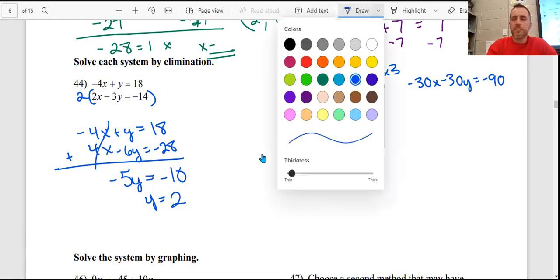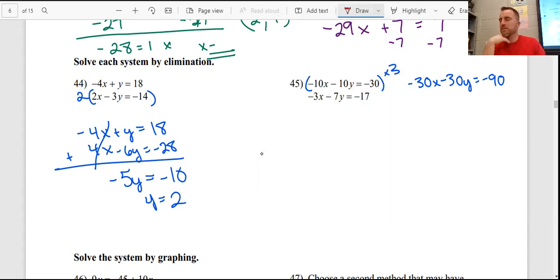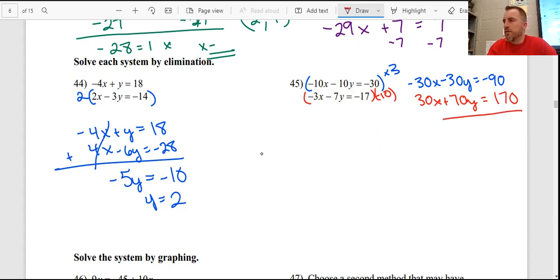So what can I multiply negative 3x by to turn it into 30? If I want it to be a positive 30, I need to multiply it by negative 10. I'm not subtracting 10, I'm multiplying that whole thing by negative 10. And it gives me a positive 30x plus 70y equals 170. And that allows me to do what I did in number 44.